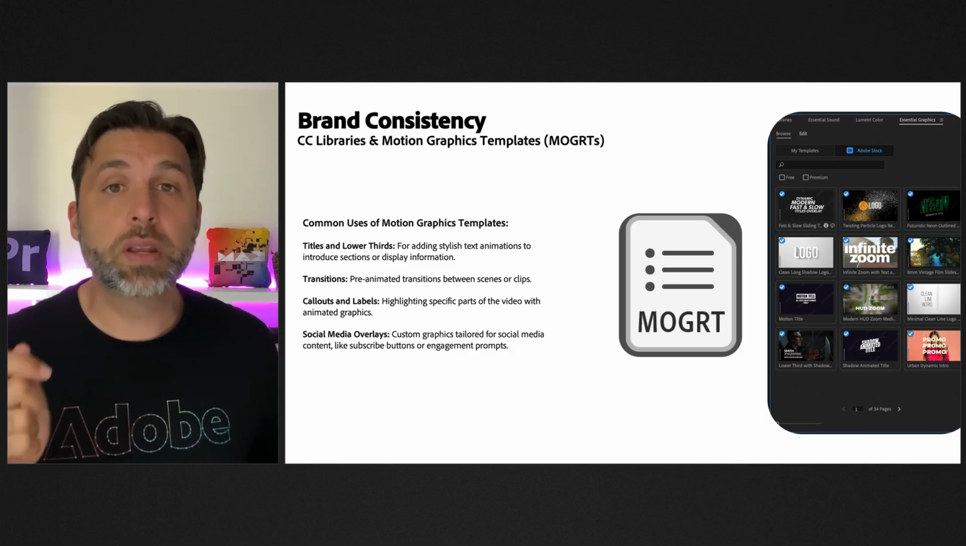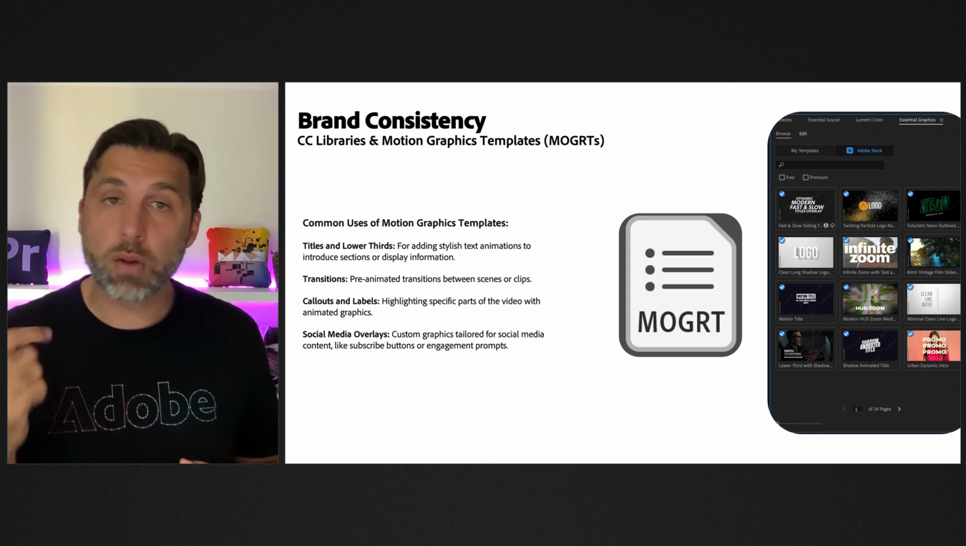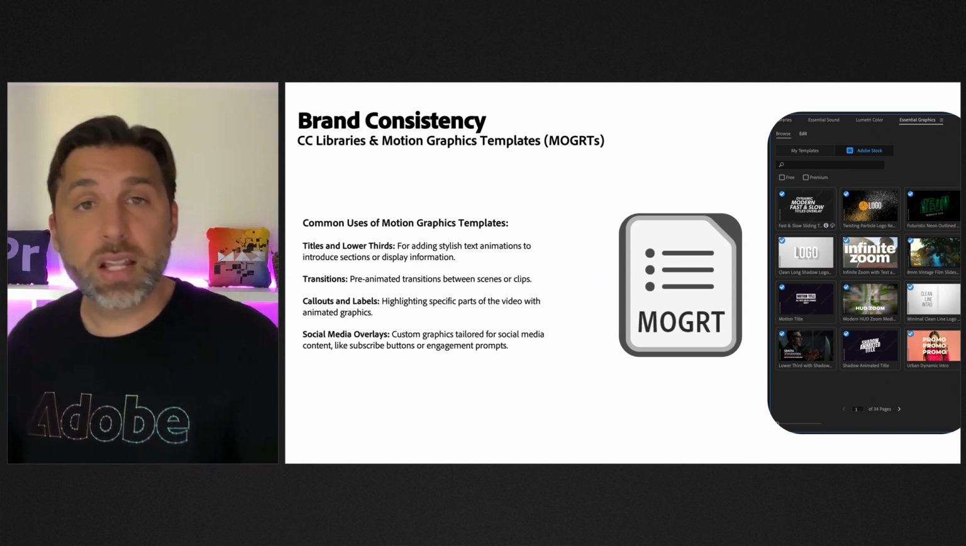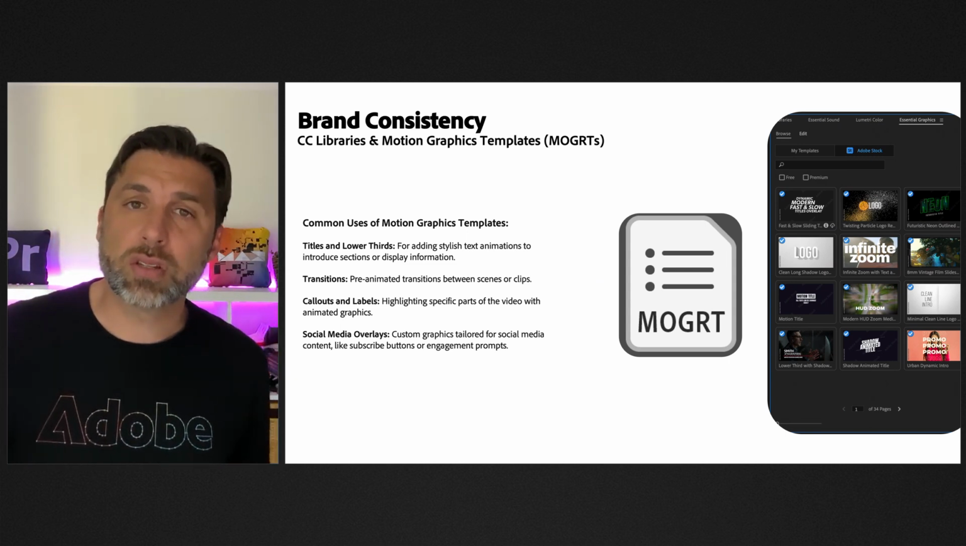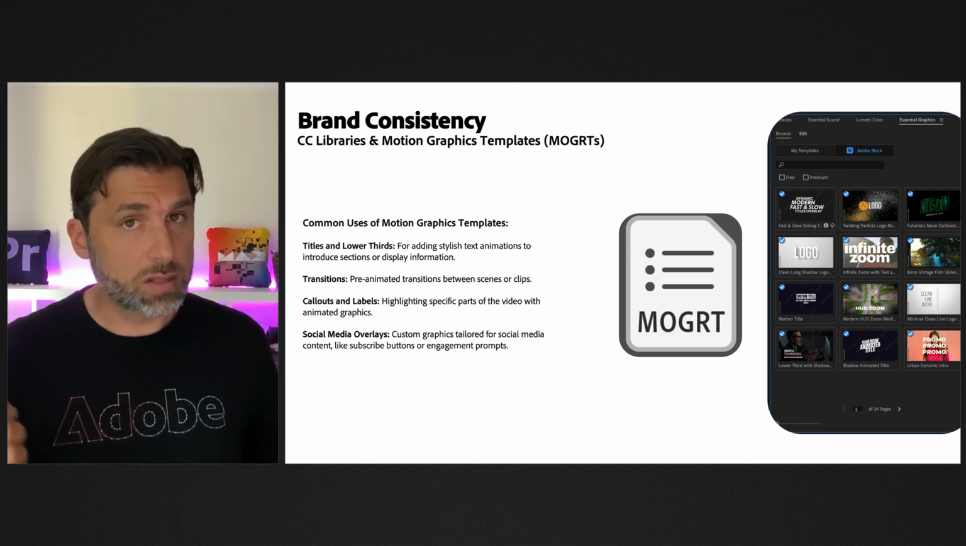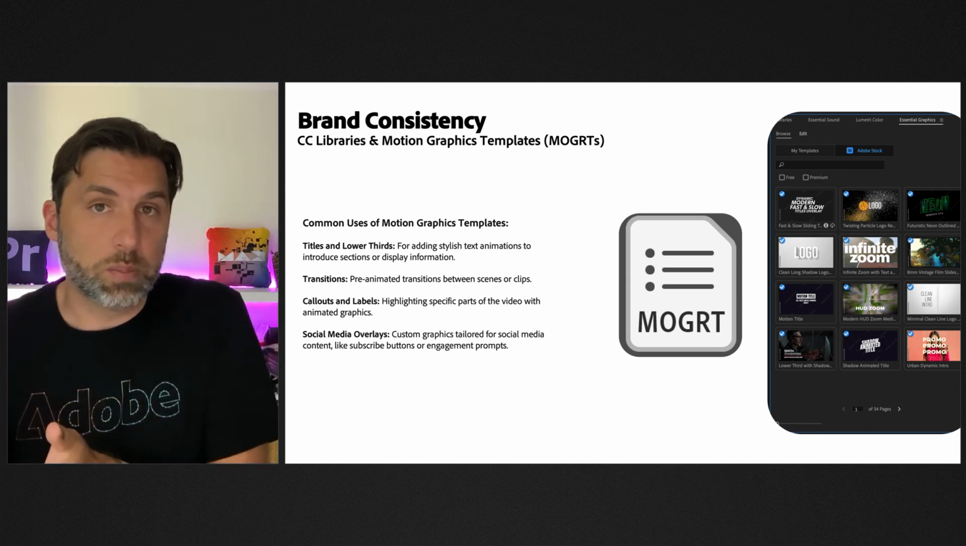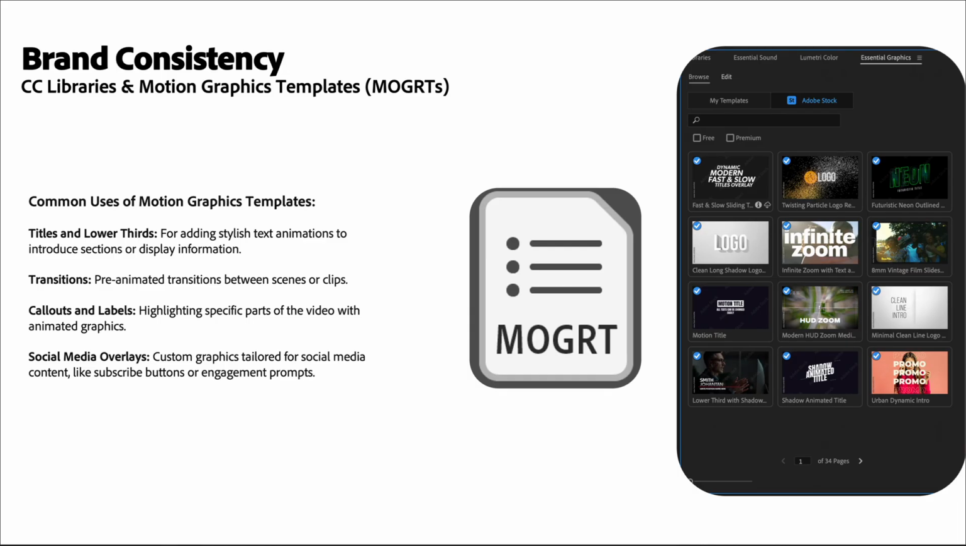So let's talk a little bit about motion graphics templates. You can use them for things like titles and lower thirds, where you need to add a stylish text animation to introduce sections or even display particular types of information. And transitions, these can be pre-animated transitions and they can sit between scenes or clips. Things like callouts and labels that you need to highlight a specific part of the video, this is where motion graphics templates can help with that. And of course, social media overlays for things like subscribe buttons or an engagement prompt.